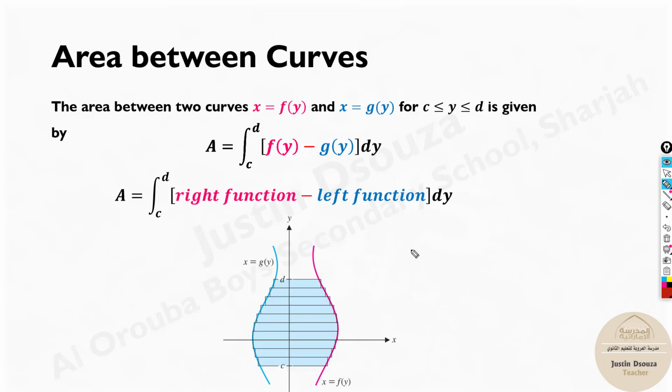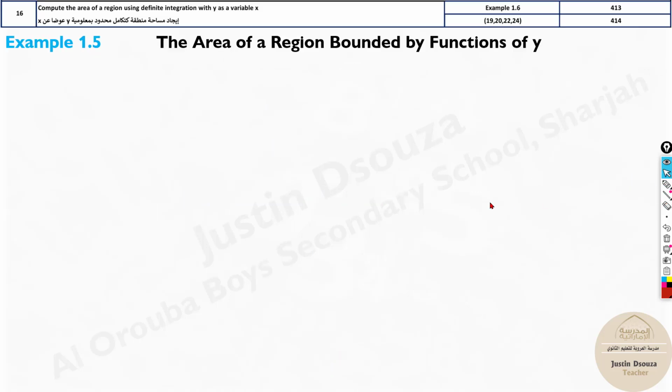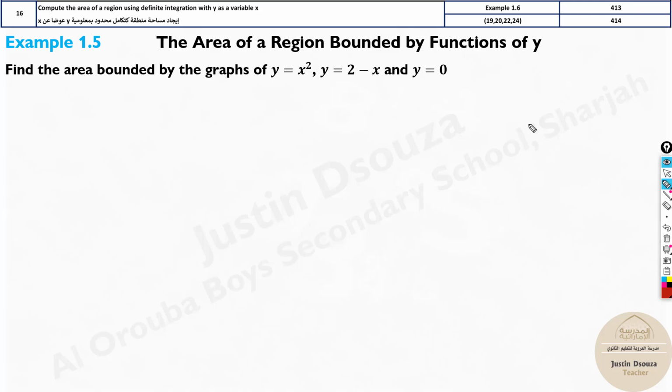That is area between the curves. That's the formula. Now we will see a problem and you'll understand how easy it is. Here, this is the question. This is what you're going to get, nothing else. You do not need to draw accurate graphs, just basic graphs are enough. First, find the area bounded by the graphs y is equal to x squared, y is equal to 2 minus x, and y is equal to 0.